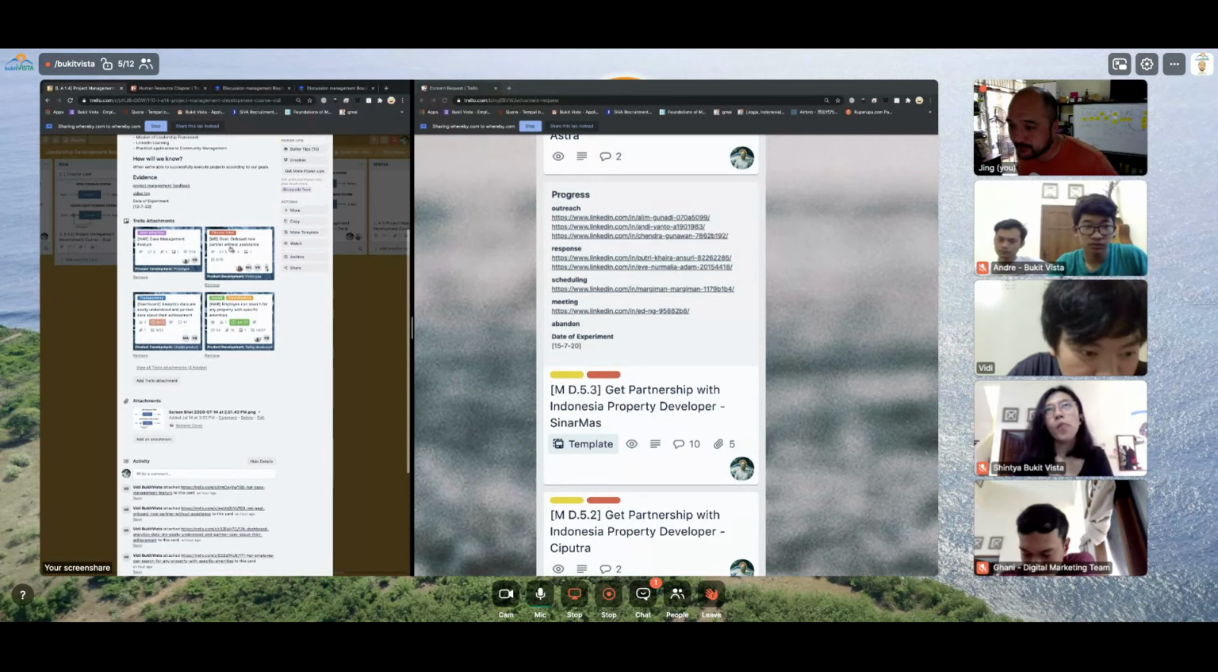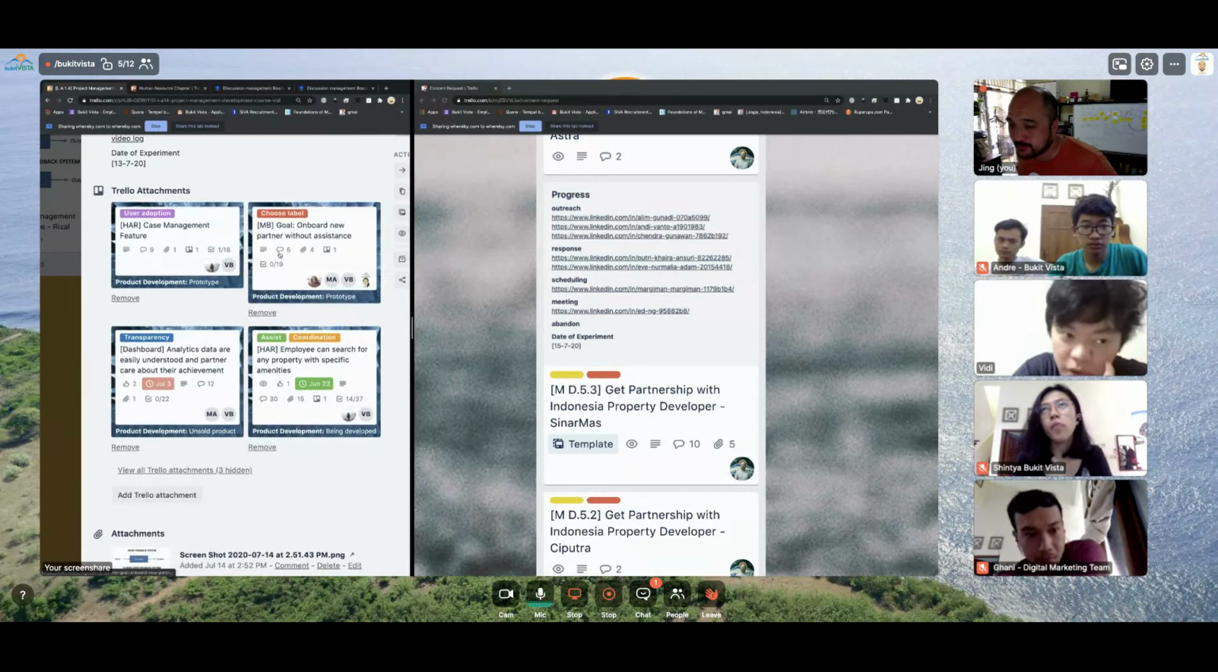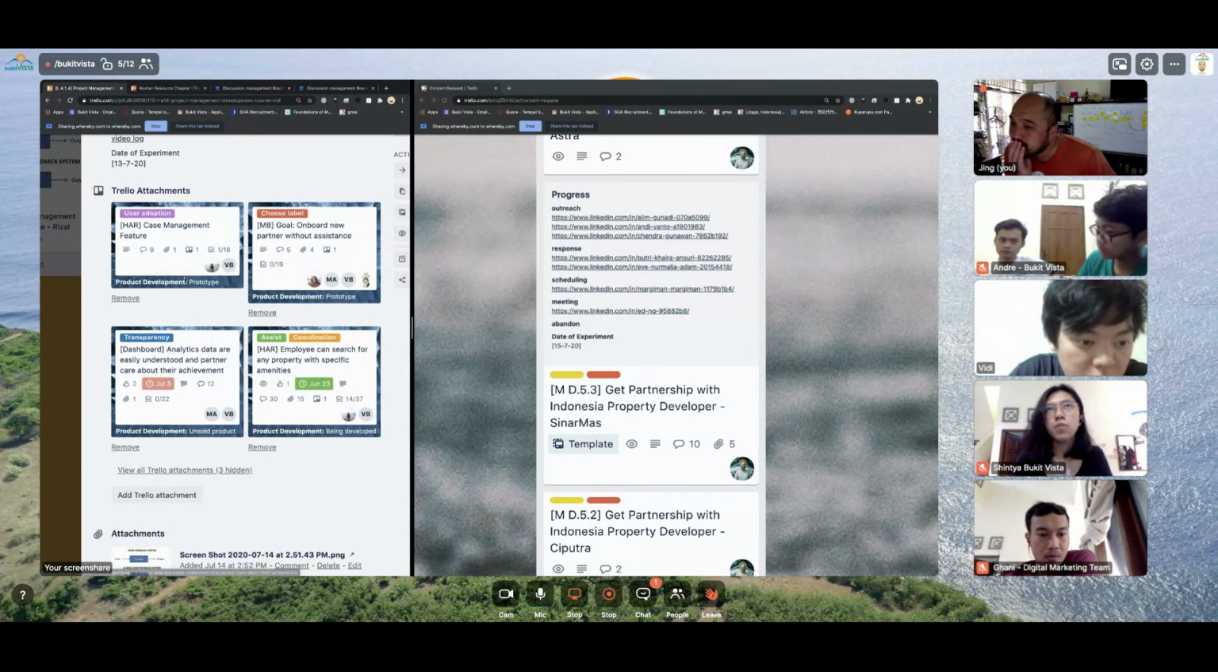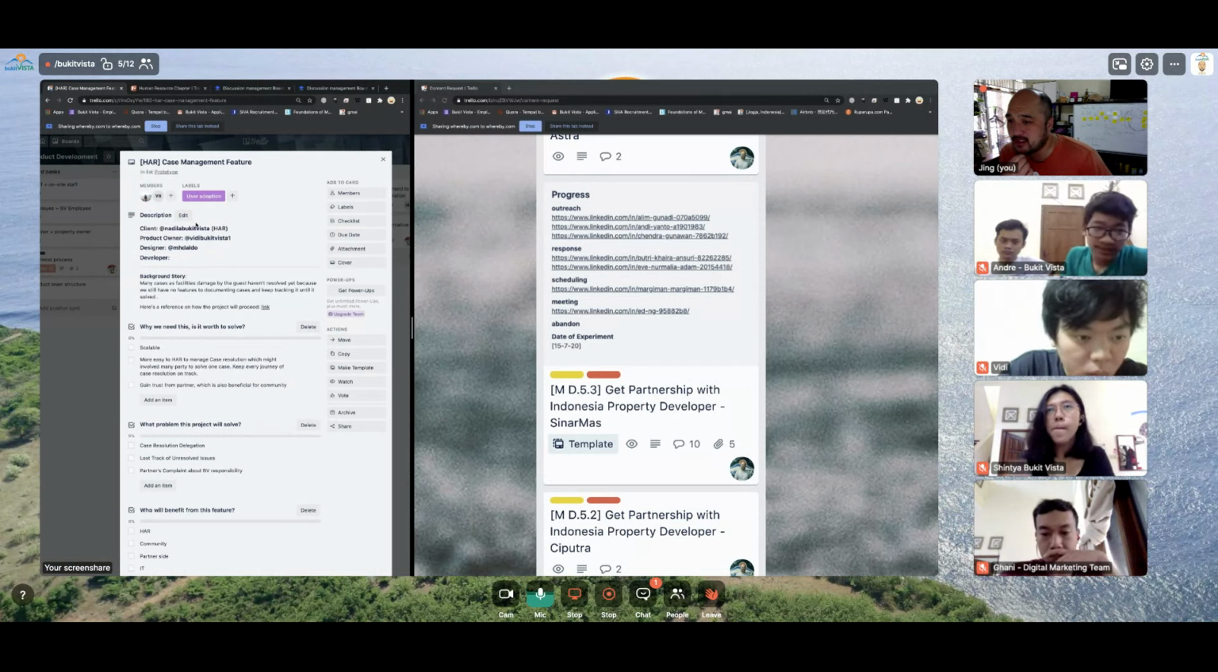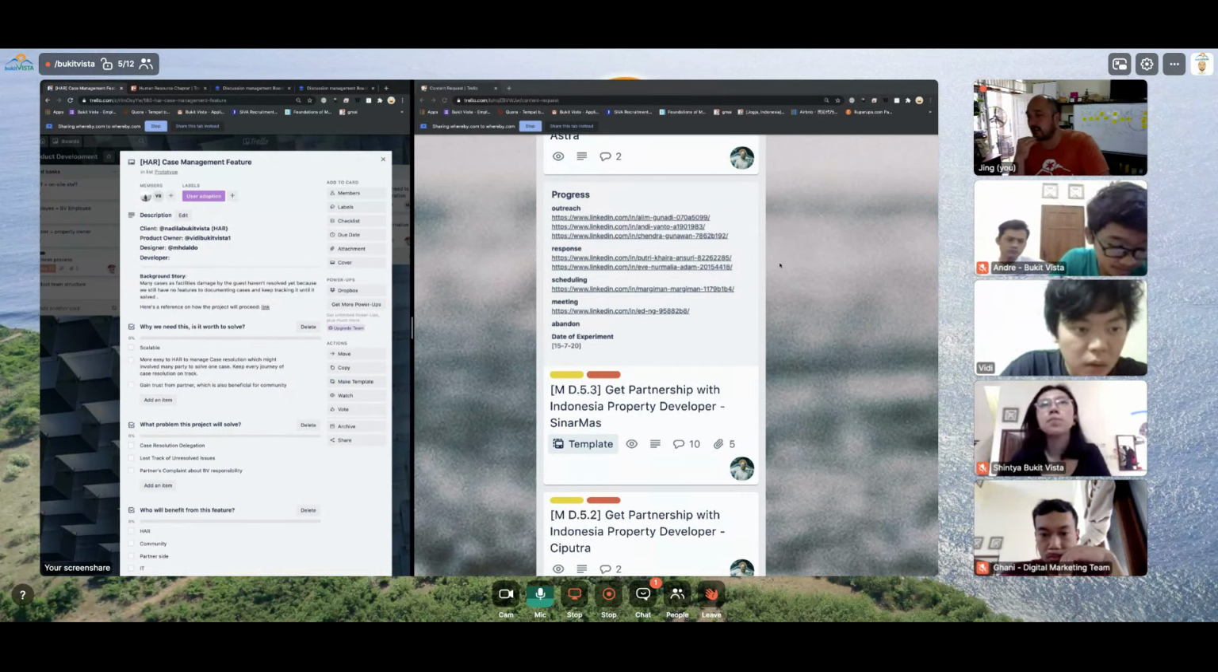Yeah, I have several projects, some in revenue management, some in product development, and those are the ones that I am championing currently. Okay, let's go ahead and take a look at case management, right? Let's unlock that and dive in. Okay, tell us about this card, Vidi.